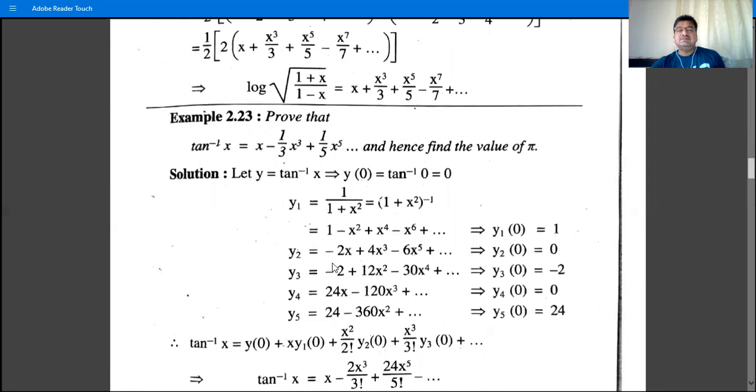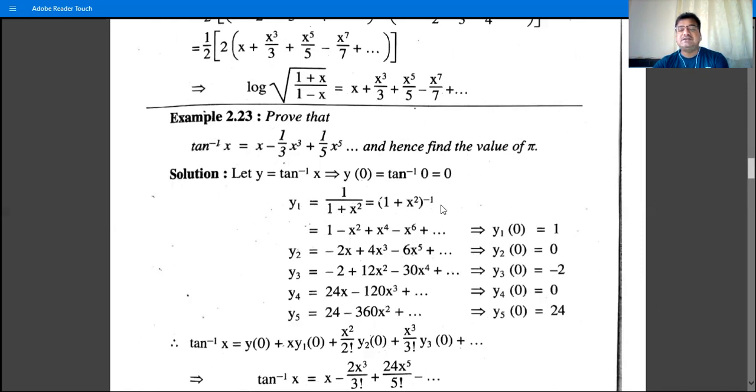Then next is: prove that tan inverse x is this, and hence find the value. So in the place of f(x), we use the notation y(x). y(x) is tan inverse x, or we can use f(x) as tan inverse x. Then f of 0, tan inverse 0, is 0. Then find f dash x. F dash x is 1 by 1 plus x square. Okay, f dash x or y1. Then 1 by 1 plus x square, which is (1 plus x square) raised to minus 1.